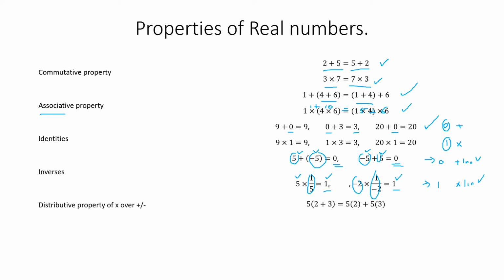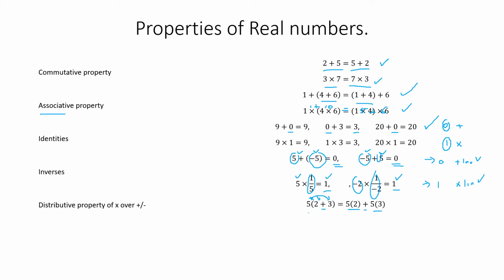Distributive property is generally applied on three numbers. Here the sign outside the bracket is multiplication, so 5 is multiplied with 3 and 2 and the sign between them is plus. So 5 multiply 2 and then this sign, and 5 multiplied with 3. From both sides we get the same answer. This property is called distributive property.